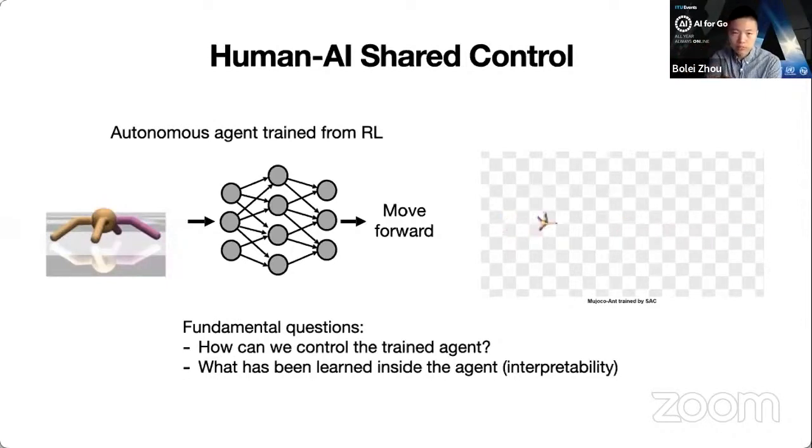After you train, this agent can just execute the behaviors in the environment. Then there is no way for a human to issue orders, like you should turn left, you should turn right. So there is no way a human can control this agent. It's also relevant to the interpretability of the reinforcement learning agent. So what has been learned inside this interactive agent?